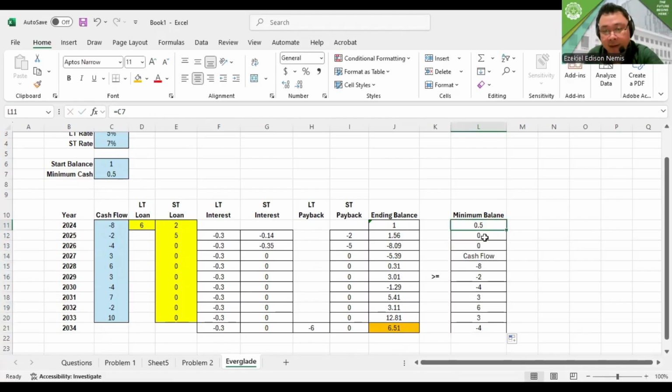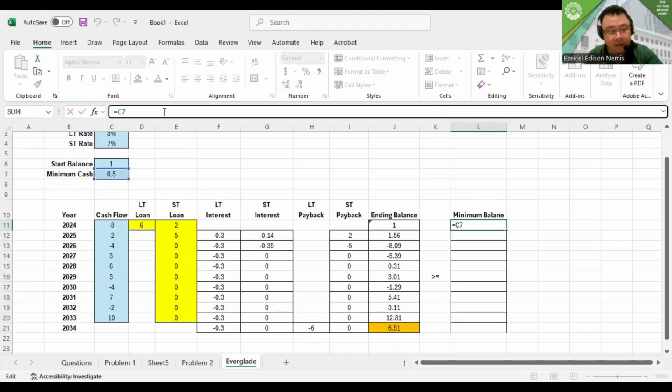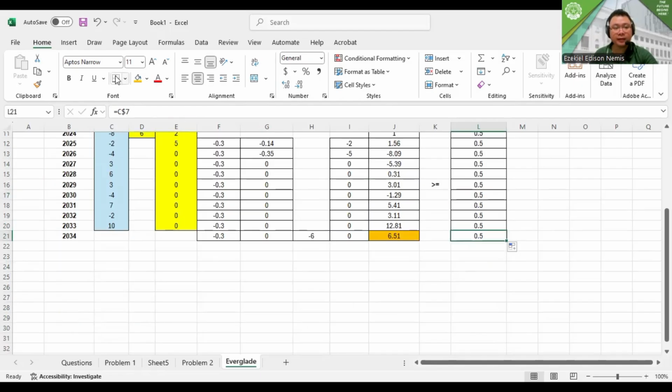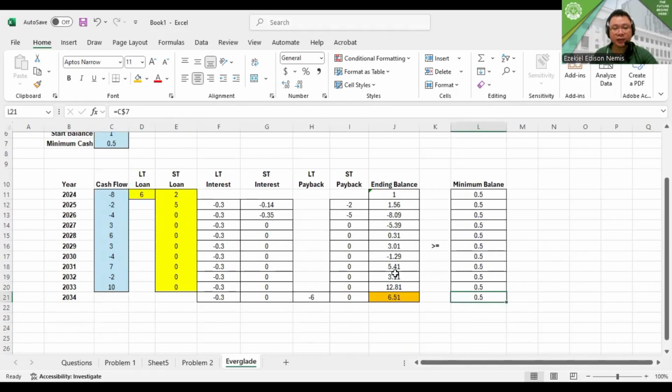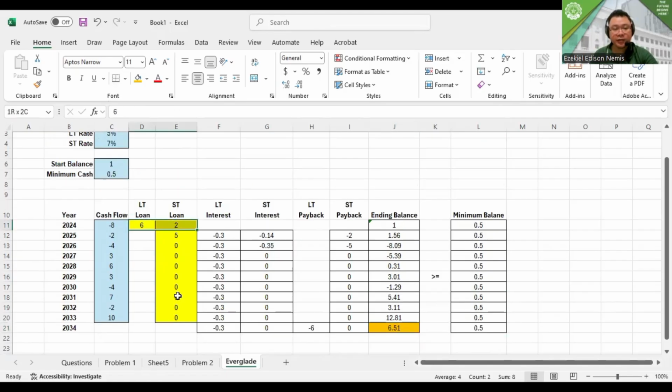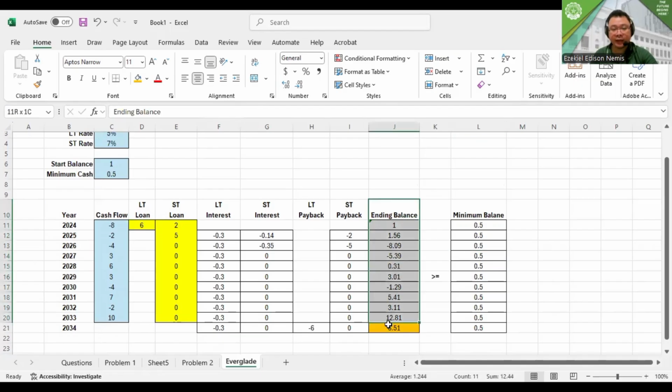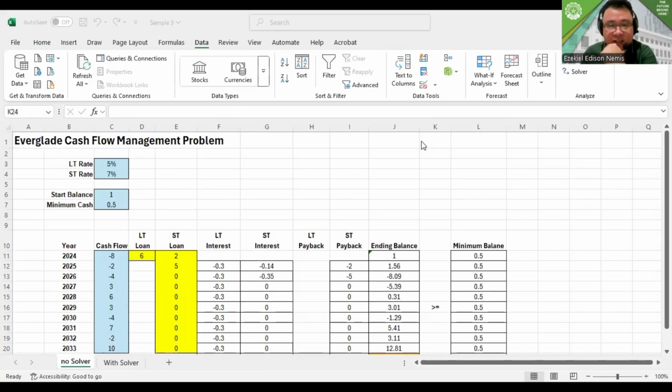So para hindi magkamali, all we have to do is to put lock. Lock natin. C7, we put $, enter. So that when we drag it down, it will not change. Okay, let's drag it down. So therefore, we have the complete data here. So remember, this is the objective. This is the changing cells. And then the constraint. The constraint is we get the ending balance and the minimum balance. This is the minimum balance, the data that was given to us.